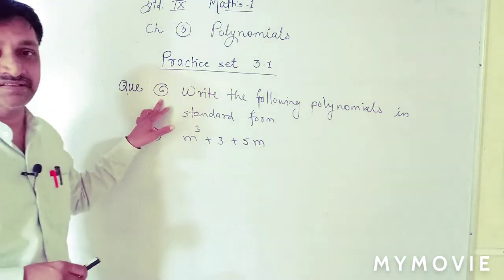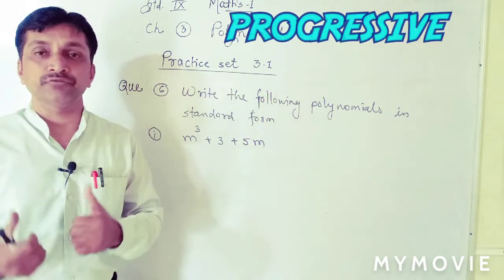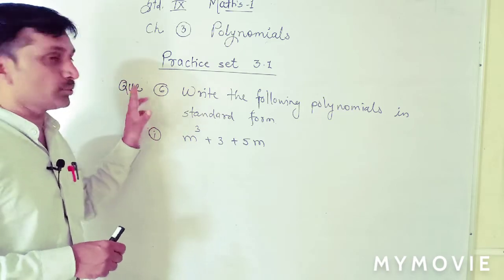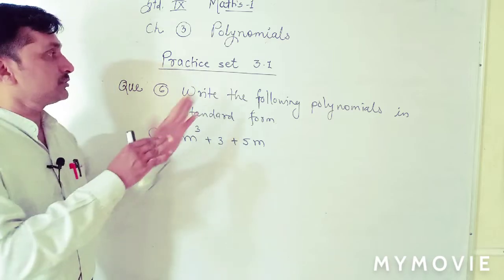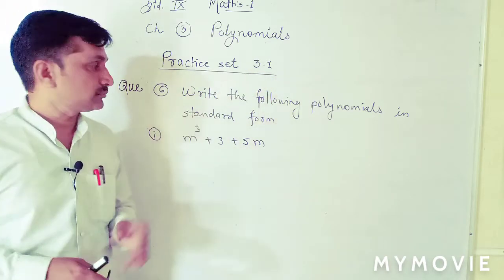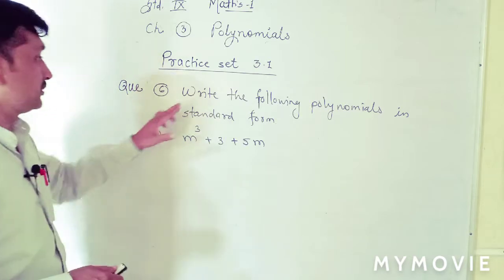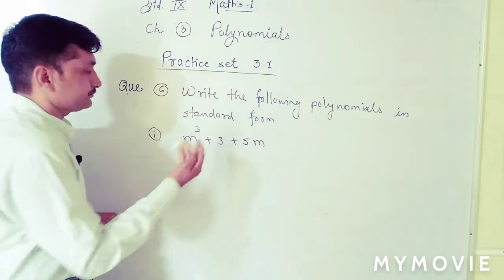In this video we are going to study question number 6 of practice set 3.1. In the previous video we studied examples from 1 to 5. Now in this video we will complete practice set 3.1 from question number 6. Let's see question number 6 first. Write the following polynomials in standard form.